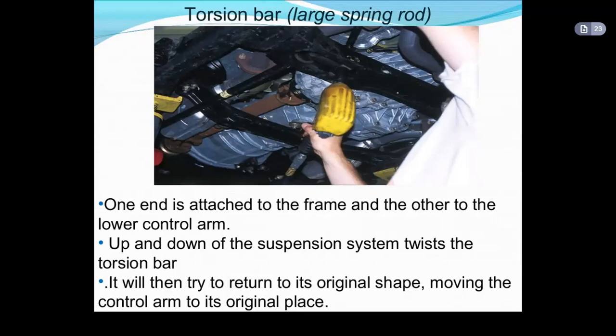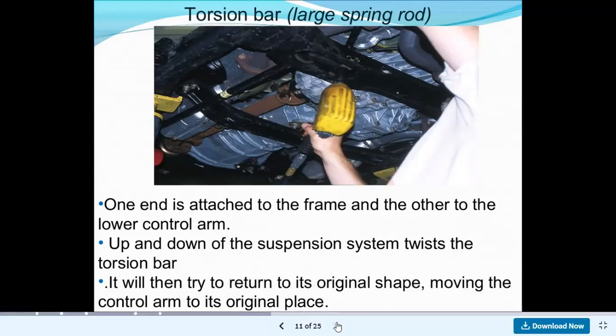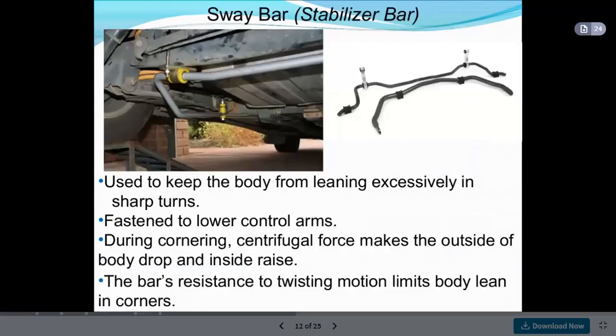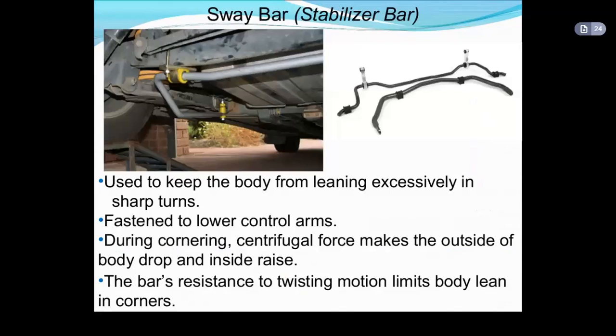Up and down movement of the suspension system twists the torsion bar. It will then try to return to its original shape, moving the control arm to its original place. If we look at the sway bar or stabilizer bar, in this case, it is used to keep the body from leaning excessively in sharp turns. It fastens to the lower control arms.